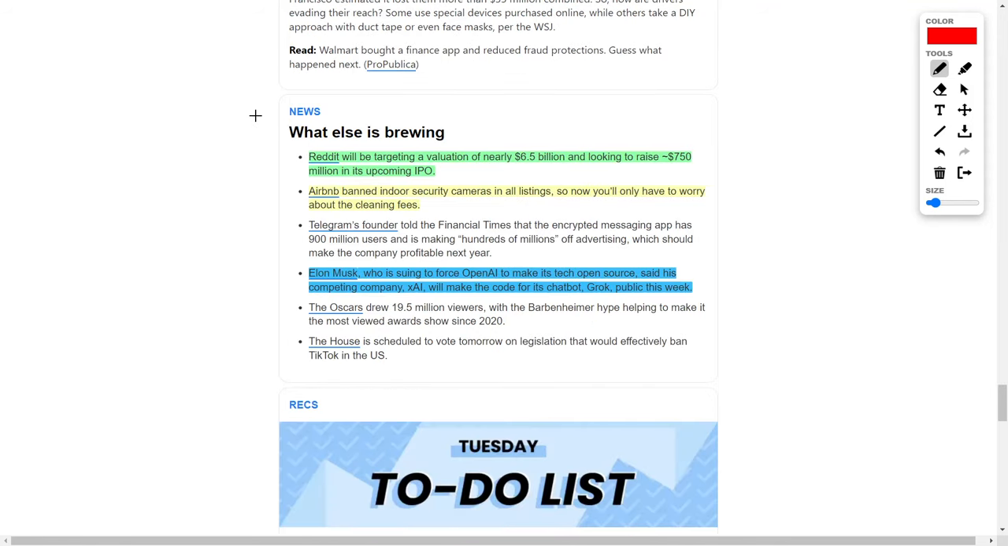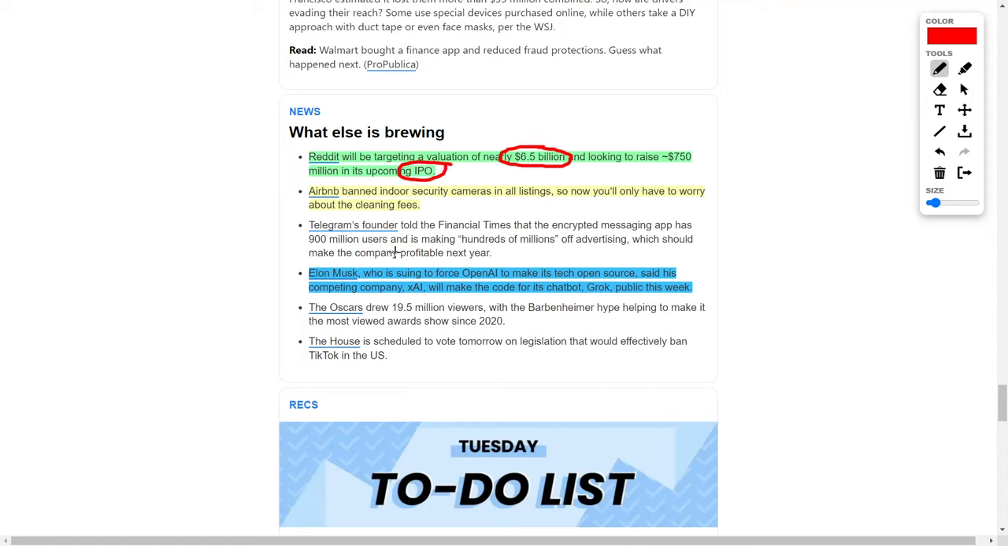We also have a summary and some news updates regarding our last news video, starting off with Reddit. Reddit is a social media company that is trying to go public right now, and they are targeting a valuation of $6.5 billion. And they are also looking to raise approximately $750 million for their upcoming IPO.